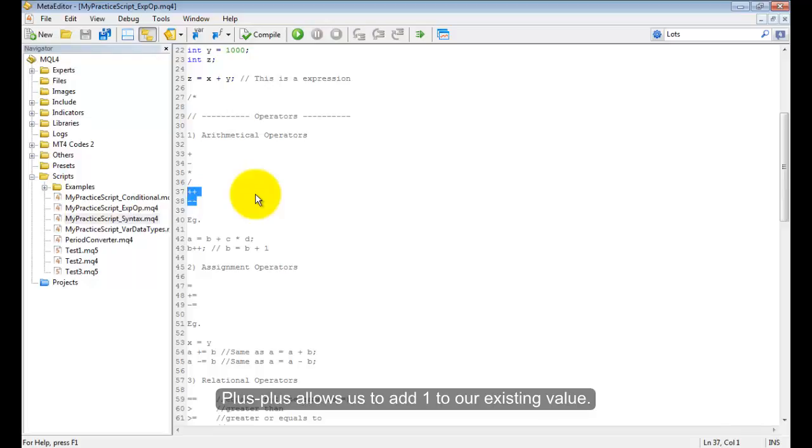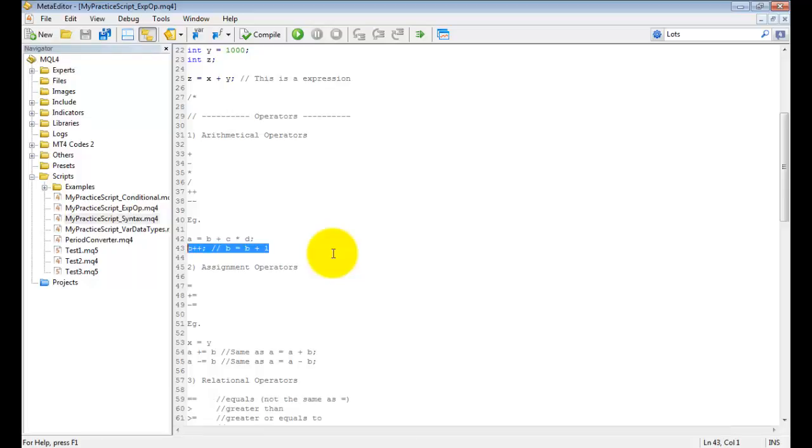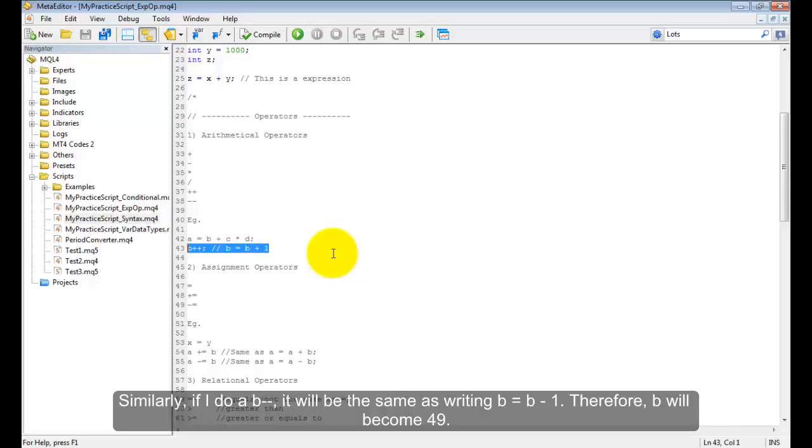Plus plus means to add 1 to your current existing value. So for example, if you look at line 43, let's say that the value of b is 50. If I put b plus plus, after the computer read that line of code, b will become 51 instead. Same thing for minus minus. If I do a b minus minus, this will actually mean b equals to b minus 1. Therefore, b will become 49 instead.